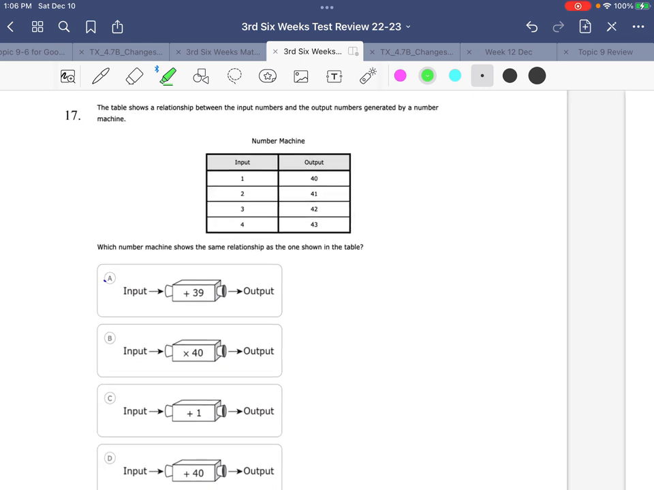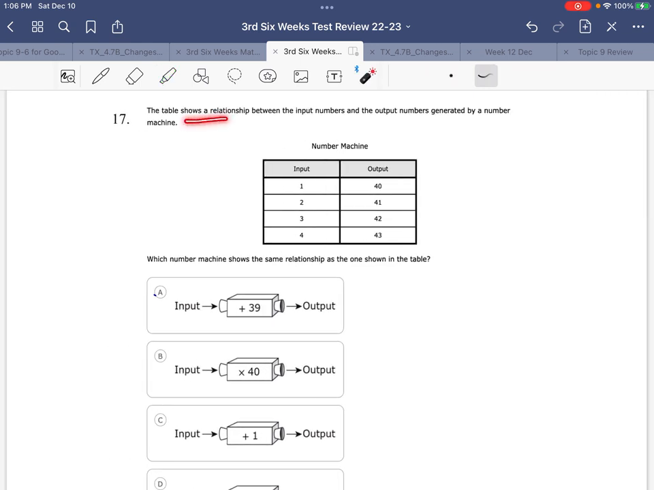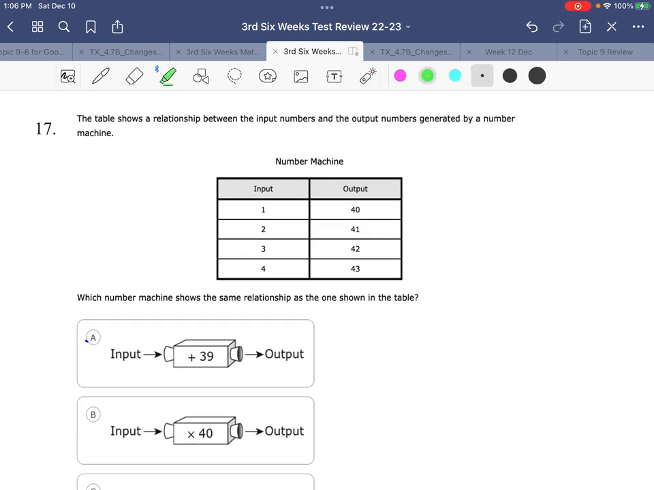Okay, 17 says the table shows a relationship between the input numbers and the output numbers generated by a number machine. Which number machine shows the same relationship as the one shown in the table? Okay, so I'm just going to highlight this whole table because it's very important. And they're giving us our input numbers and our output numbers.